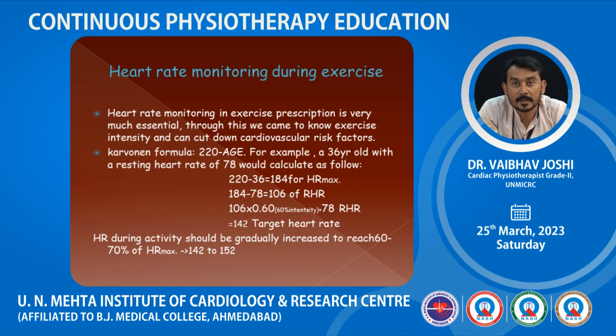Example, a 36-year-old with a resting heart rate of 78 would calculate as follows. 220 minus 36, 184 heart rate maximum, and his resting heart rate is 78. 106 of heart rate reserve, and 60% is the intensity, plus 78 resting heart rate. Through this, we get 142 target heart rate, and the intensity we are deciding for aerobic exercises is 60 to 70%, meaning 142 to 152 would be his target heart rate.